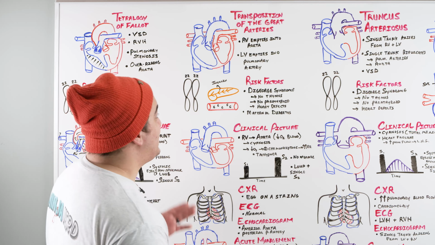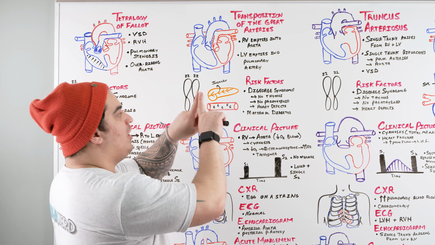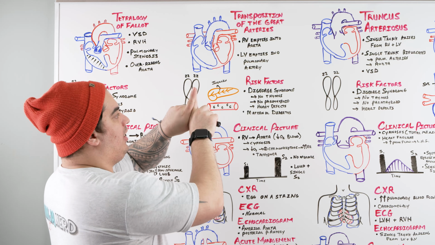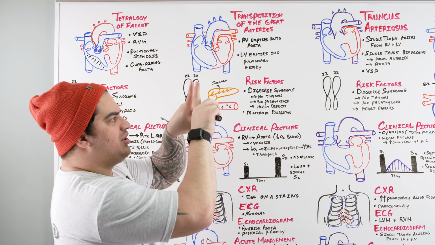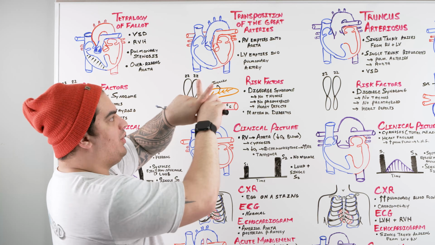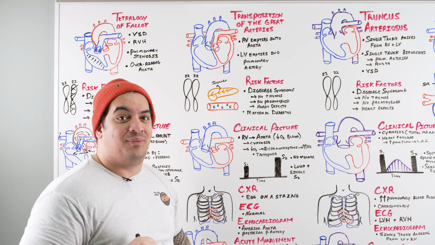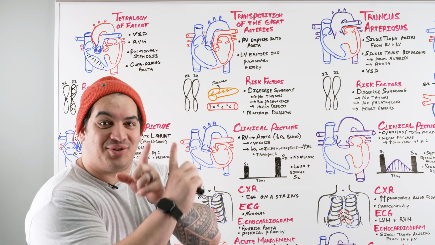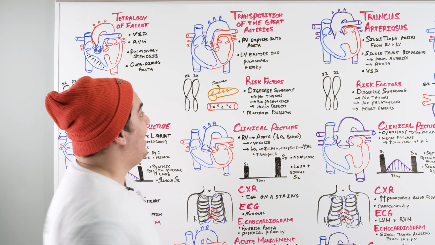All right, so for transposition of the great arteries, it's actually a very interesting process here. Normally during the actual embryonic development, the arteries, particularly the pulmonary artery and then the aorta, are supposed to kind of spiral, okay, and then split to where you get the pulmonary artery coming out of the right ventricle and the aorta coming out of the left ventricle. In this process, they do not actually spiral. So there's a failed spiraling of the aortic area and the aorticopulmonary septum.